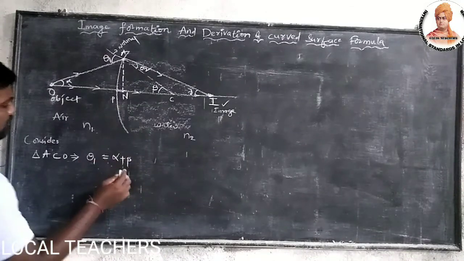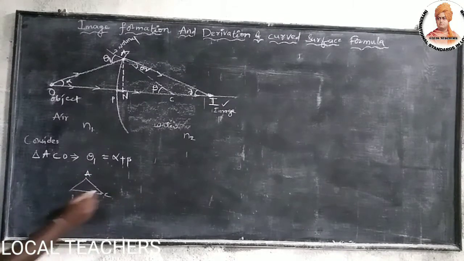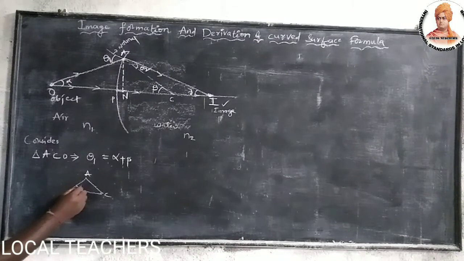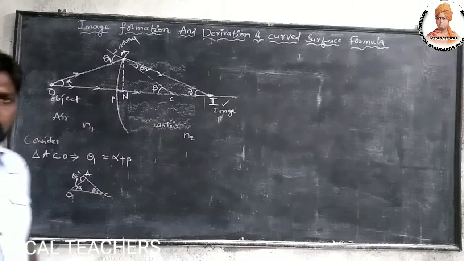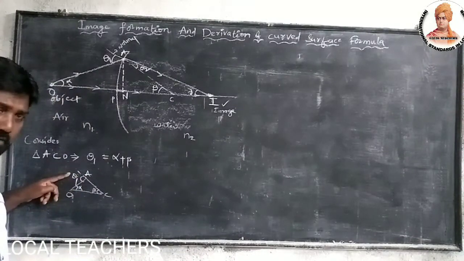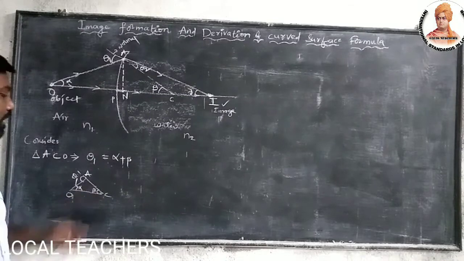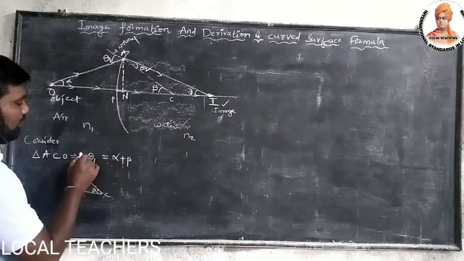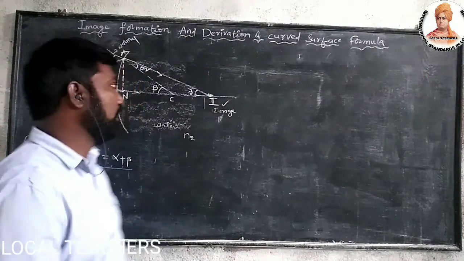I will explain this. This is the triangle which I considered, A, C, O. This is alpha and this is beta. This is the angle theta 1. By the triangle property, the external angle theta 1 is equal to the sum of the opposite internal angles. On that basis, I have written theta 1 equals alpha plus beta.